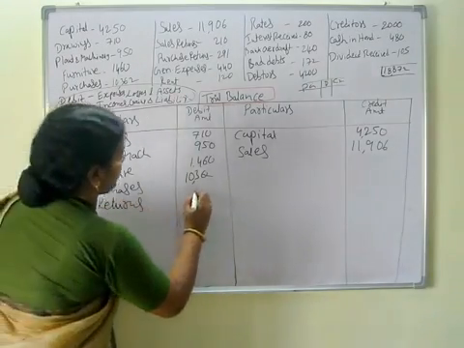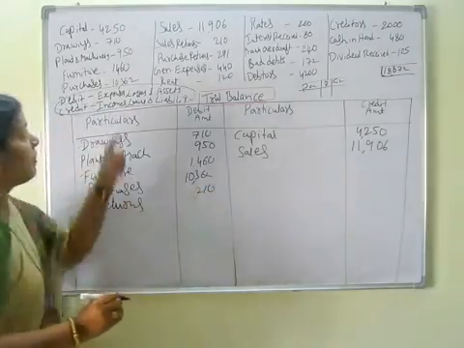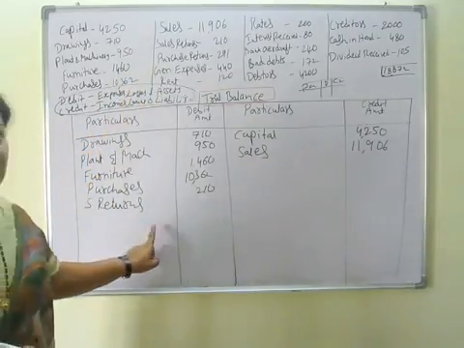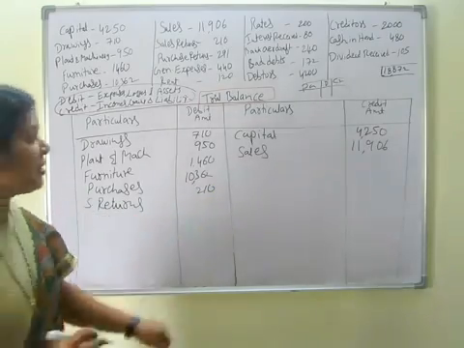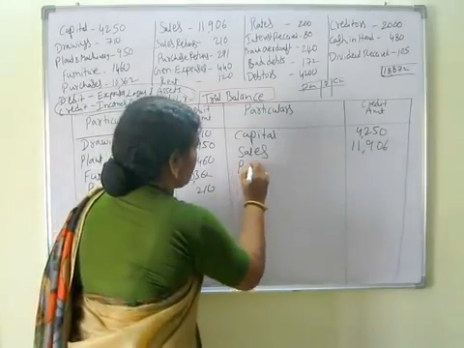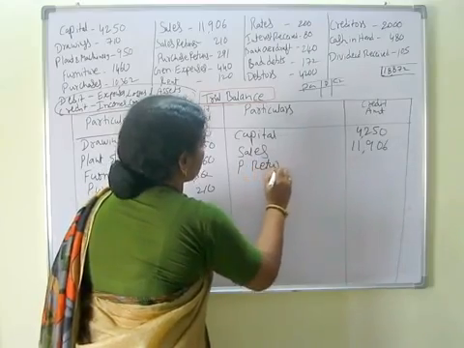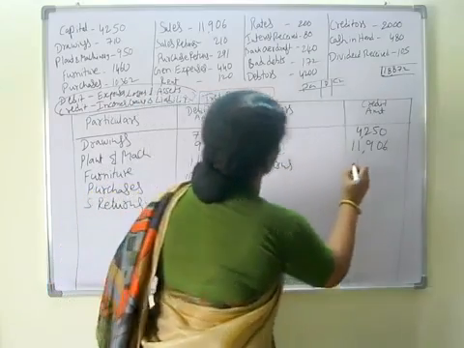Sales returns 210. Purchase returns. Purchases are on the debit side, so cancellation returns will be on the credit side. Purchase returns 291.